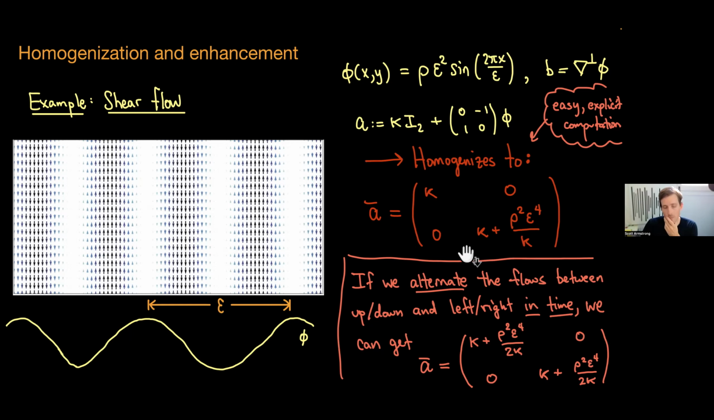Okay. If you alternate these in time, so you have it going up and then left, right, up, down, left, right in time, the alternations in time will just average. And so you'll average this matrix with the diagonal entries transposed, and you'll get this. Okay. They'll each get kappa, but you'll have half of this in each. And okay, so that's what will happen for a very simple alternating shear.